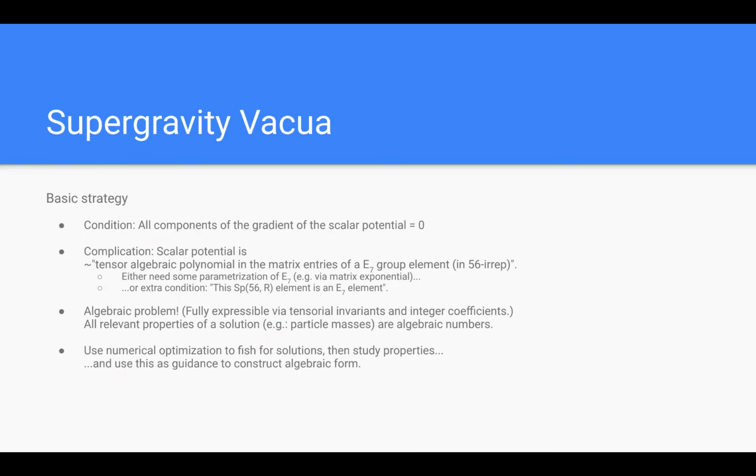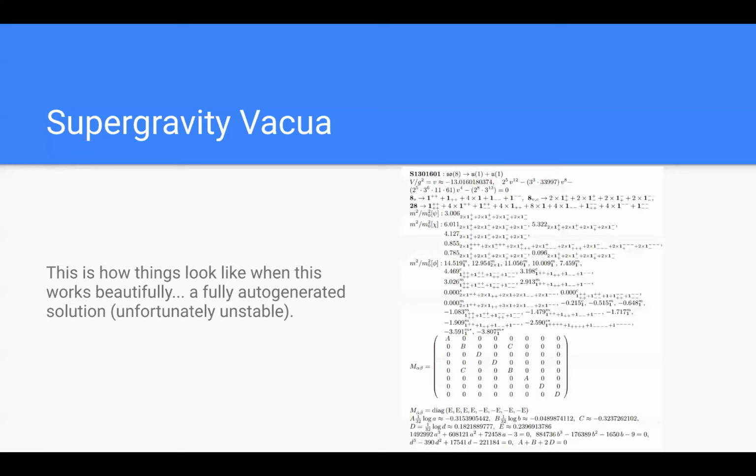So we have an algebraic problem that is fully expressible in terms of tensorial invariance and integer coefficients. So all the relevant properties of a solution, such as particle masses, are actually algebraic numbers. Now, this allows us to use numerical optimization to fish for solutions, study properties, and then use numerical guidance to construct the fully algebraic form. This is what it looks like when all this works nicely.